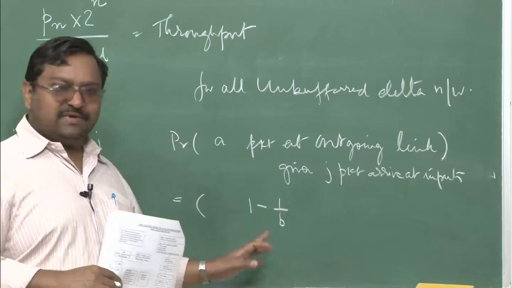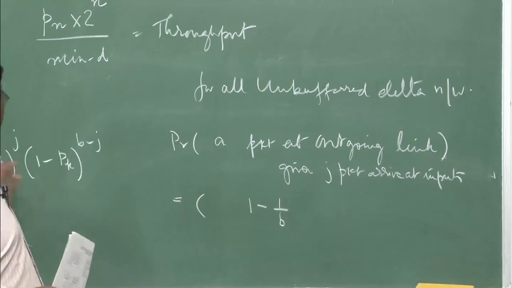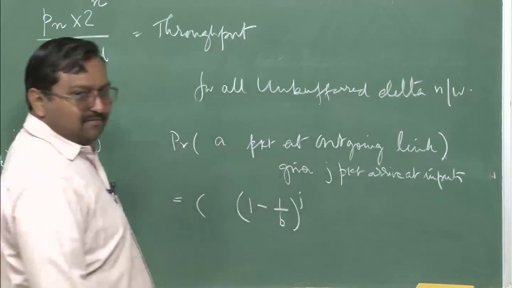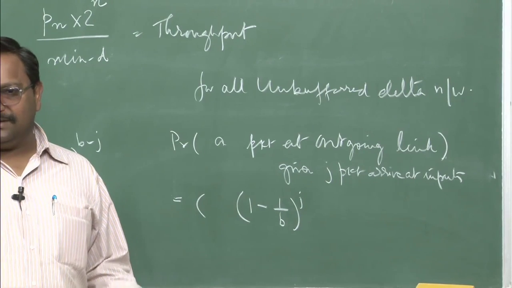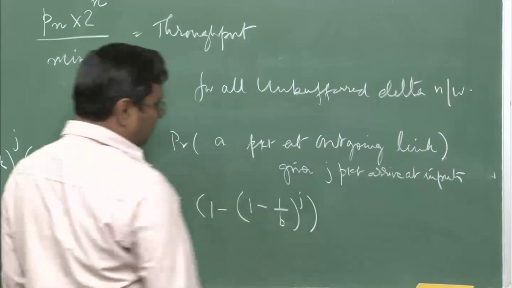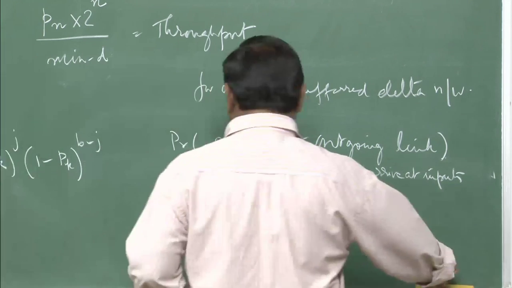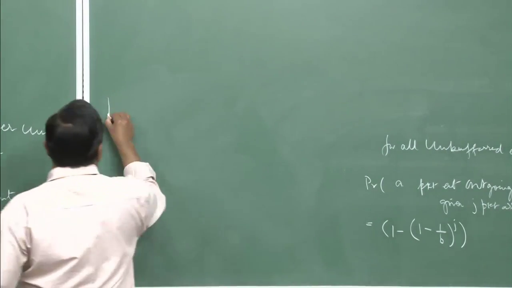And 1 minus 1 over b is the probability that a given packet is not going to select an outgoing port. The probability that none of the j packets selects an outgoing port is this, and 1 minus that is the probability that at least one selects an outgoing port. So, that is the conditional probability that a packet will be there given j packets. And then of course, you can find out what p k plus 1 is from here.